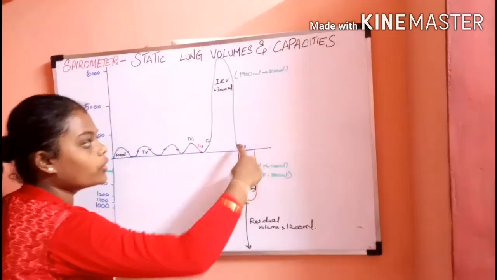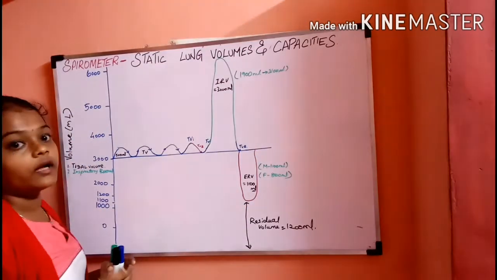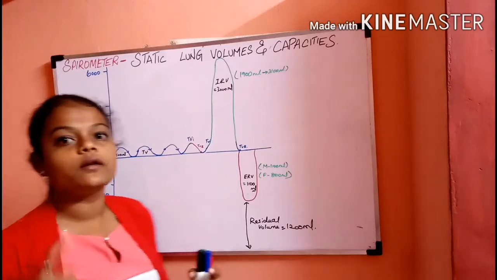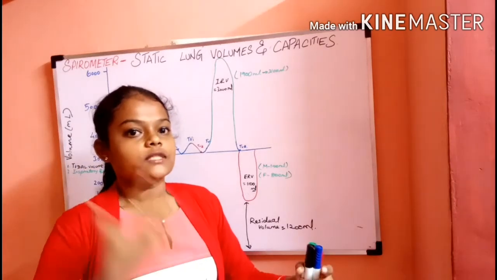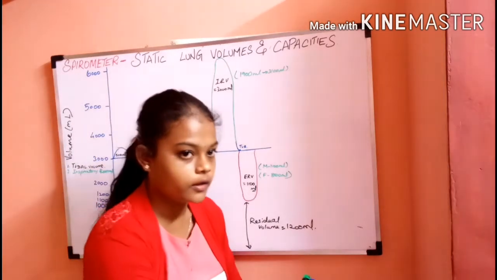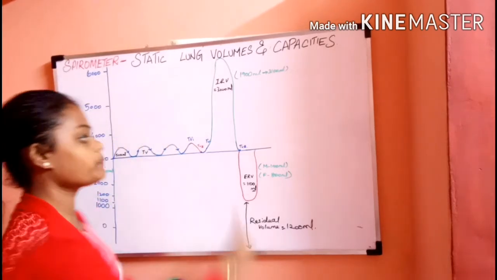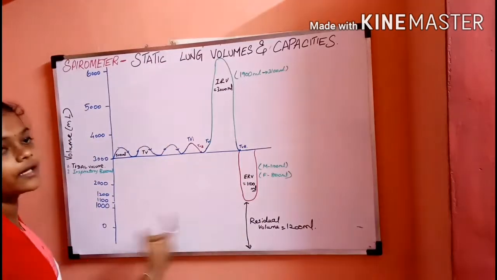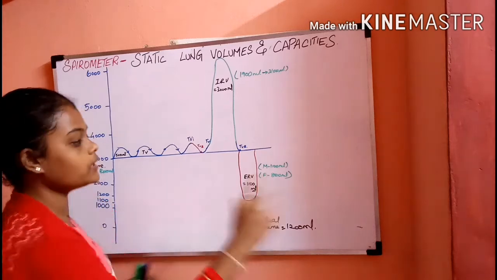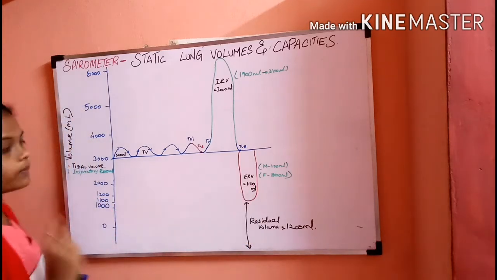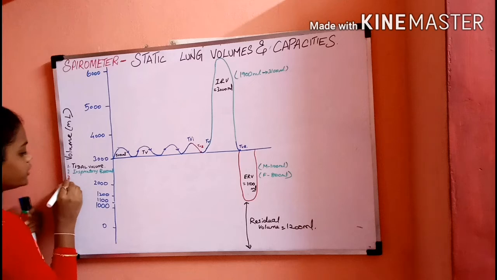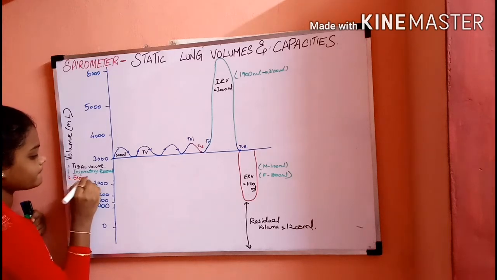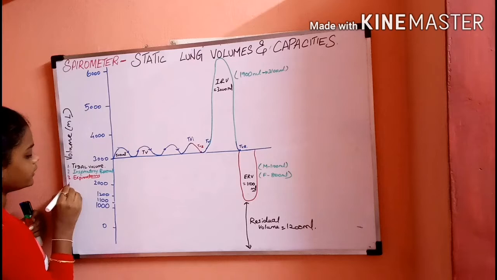After inspiratory reserve volume, expiratory reserve volume starts. This is inspiratory reserve volume, and this is expiratory reserve volume. Expiratory reserve volume is 1100 in males and 800 in females. In this case we can take 1100 ml. So we have inspiratory reserve volume, next expiratory reserve volume, and at last we have residual volume.